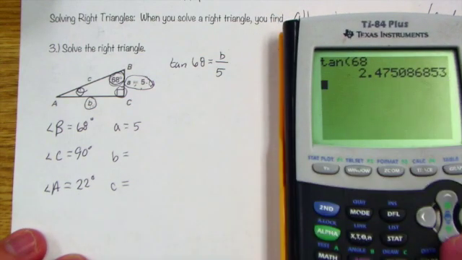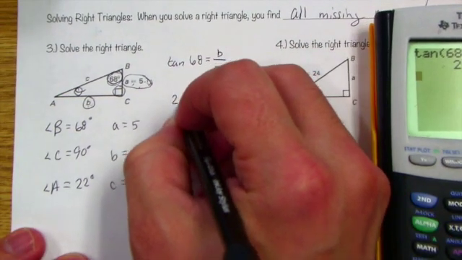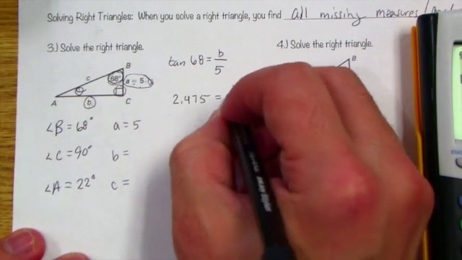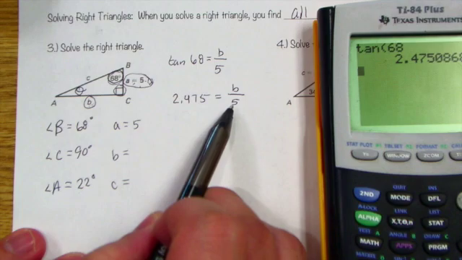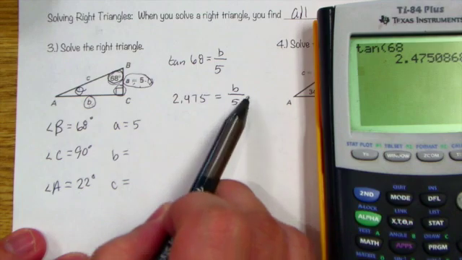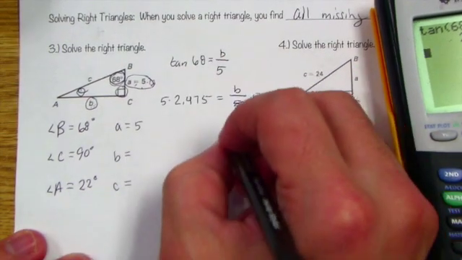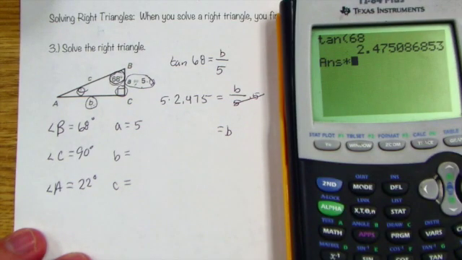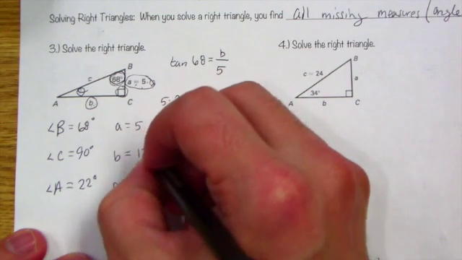Now, I'm going to keep this in my calculator. I'm not going to clear it or do anything, but I'm going to write just for reference that tangent of 68 is about 2.475 equals B over 5. Now, to solve for B, I would need to get rid of the 5. I can multiply both sides by 5, and B will equal whatever that is. So now that I've saved this in my calculator, I can just hit times 5 equals. And I get 12.375. Or if we want to round, 12.38.